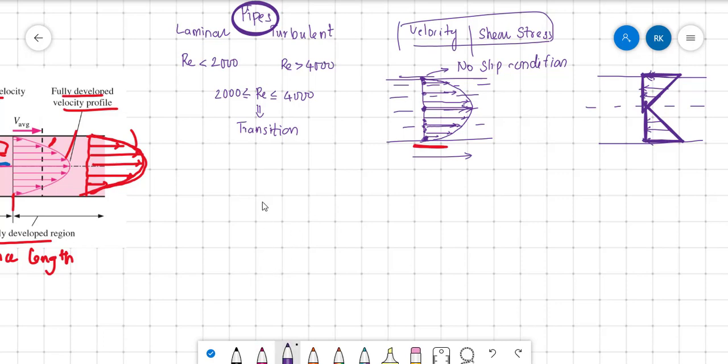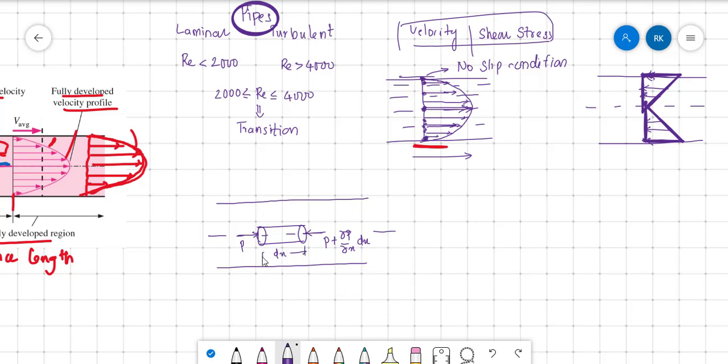Let me draw. This is the pipe length and this is the center. Consider an elementary fluid element. The pressure will be acting here, and on the other side the pressure will be P plus dou P by dou X into dx, if this is dx. What are the other forces acting? Shear stress will be acting, opposite to the flow. If I consider the flow in this direction, the shear stress will be opposite.